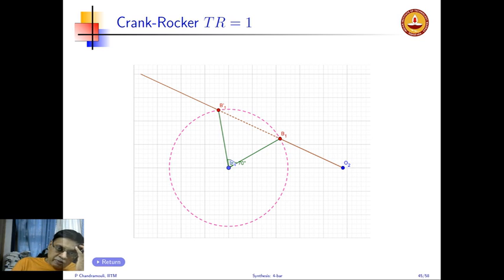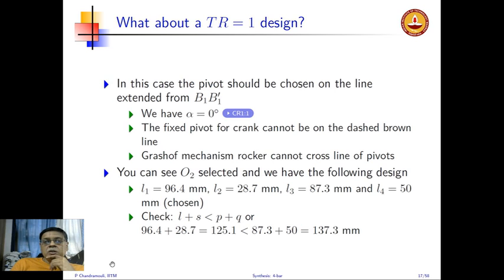Along the B1 B1 prime line extended, obviously the dashed portion is not allowed, because if I choose O2 to be lying on that, again we violate the Grashof mechanism condition that the rocker cannot cross the line joining the fixed pivots. So again, I have done a design. The parameters are here. We can make a sanity check to make sure that it is indeed Grashof. The numbers are given here.